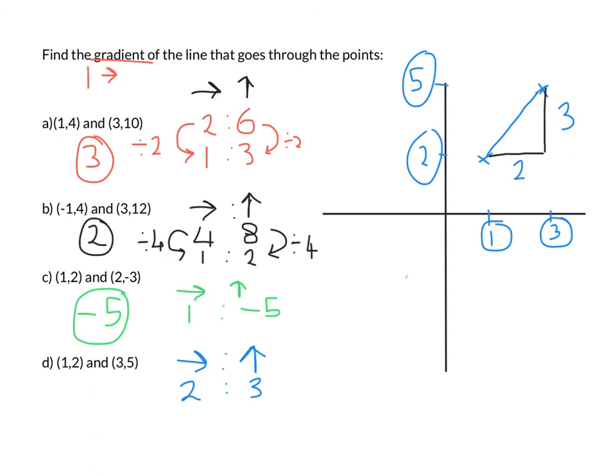Now remember, gradient is always for 1 across. So I need to divide by 2 here, which means I need to divide by 2 on this side. Now I can literally leave that as a fraction because 3 divided by 2, a fraction is a division, so it's actually going to be 3 over 2. So my answer, 3 over 2. I can leave it as that.